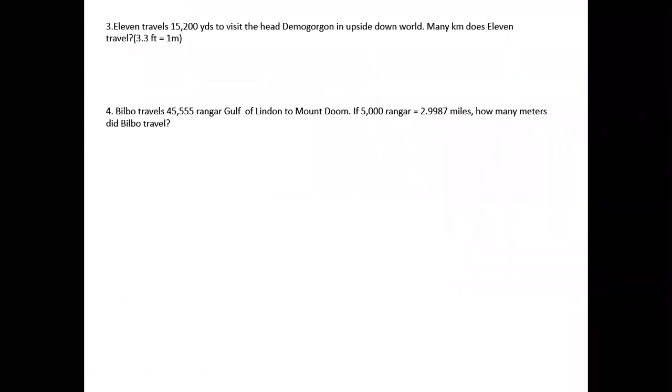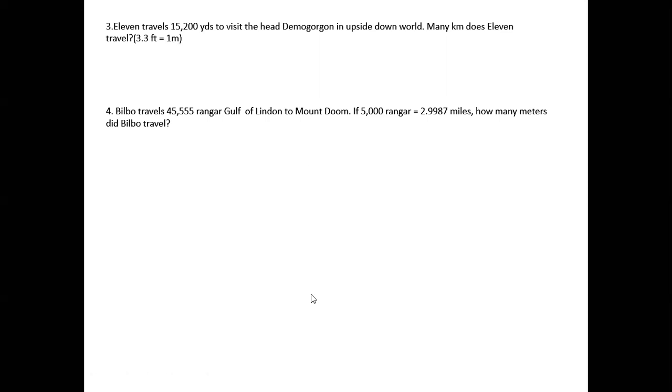So here we have 2 more short ones, then we'll get into some more extravagant ones. Here, 11 travels 15,200 yards to visit the head Demogorgon in the Upside Down world. It should be: how many kilometers does 11 travel? And we say that there's 3.3 feet in 1 meter. So 11 travels 15,200 yards to visit the Demogorgon boss. How many kilometers does he travel?